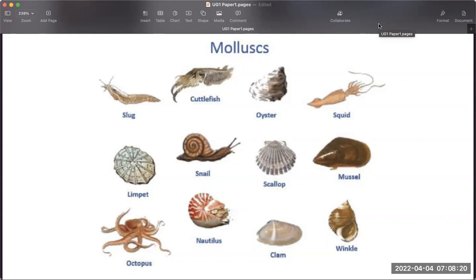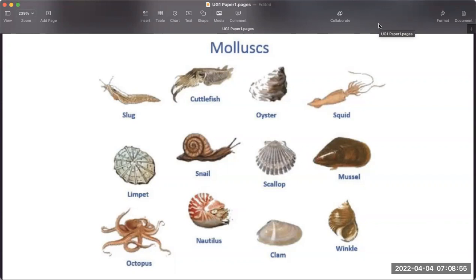The phylum Mollusca is divided into 6 classes. Class number 1, Monoplacophora. Class number 2, Amphineura. Class number 3, Scaphopoda. Class number 4, Gastropoda. Class number 5, Pelecypoda. Class number 6, Cephalopoda.